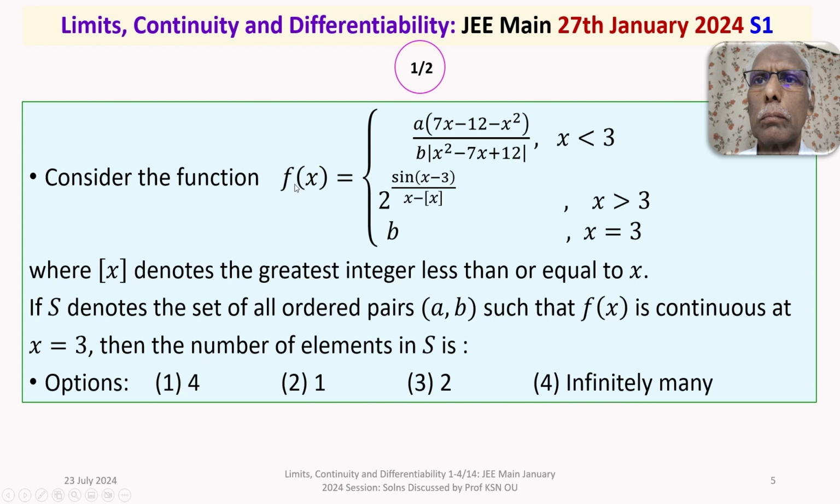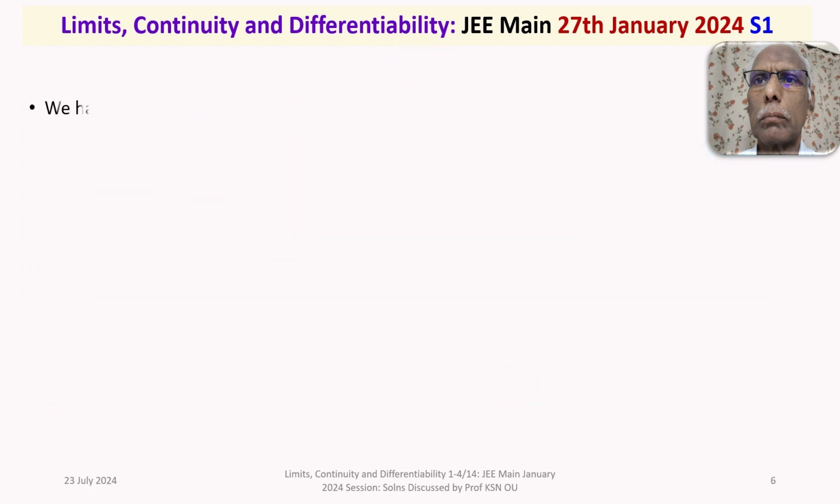So we are given a function f of x and S denotes the set of all ordered pairs (a, b) such that f of x is continuous at x equal to 3, and we are required to find the number of elements present in S, that is n of S. So that's the given problem. Let's now discuss the solution of the problem in detail.